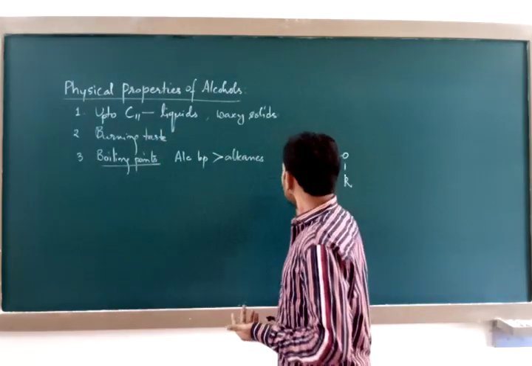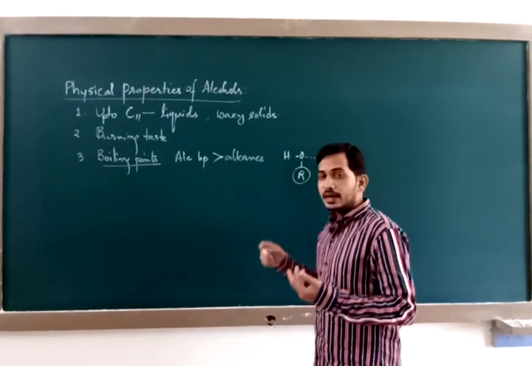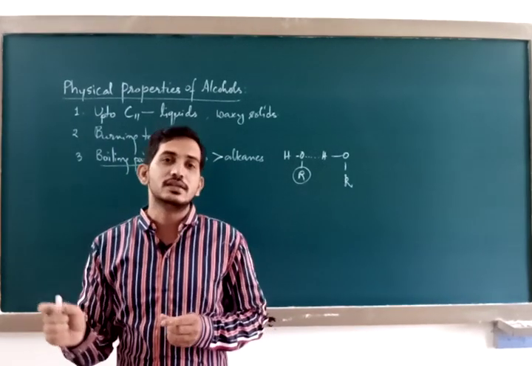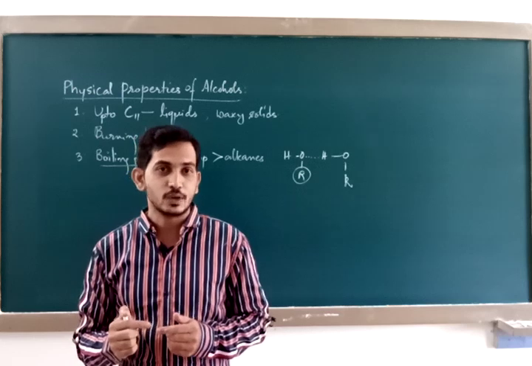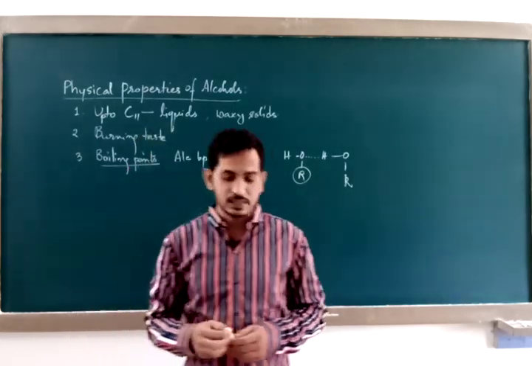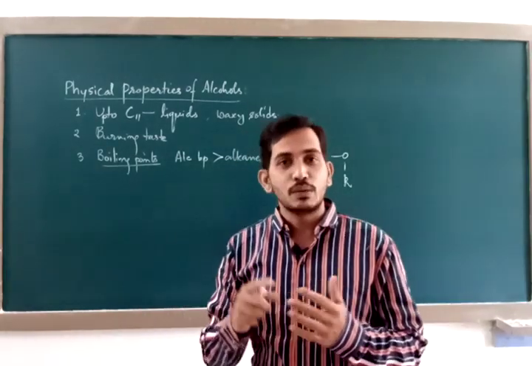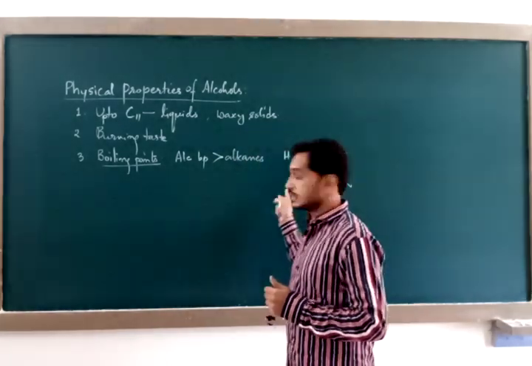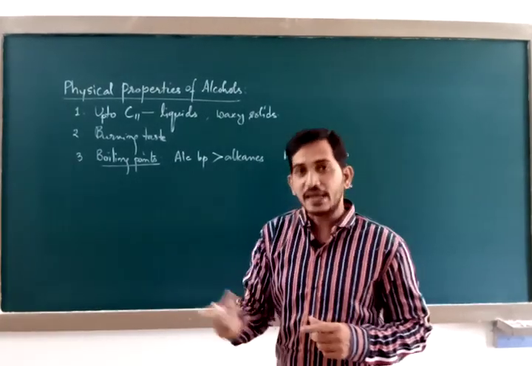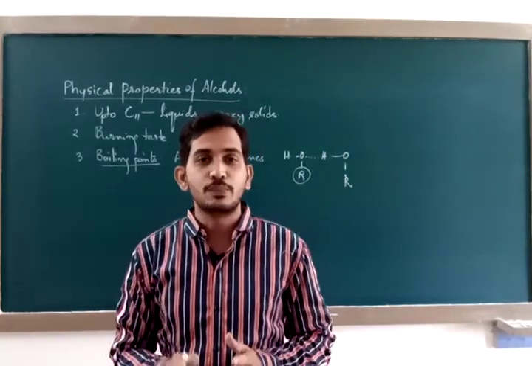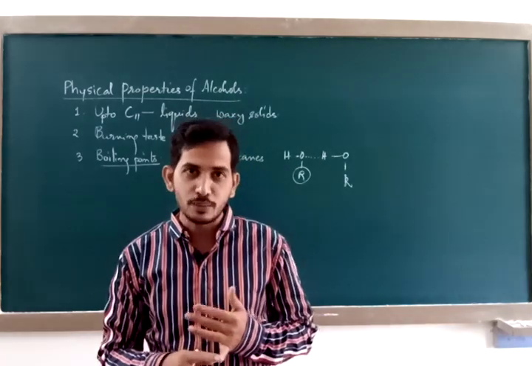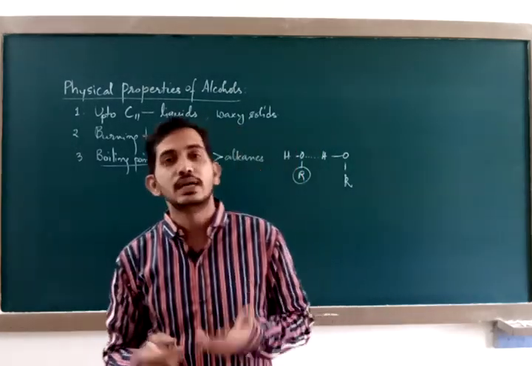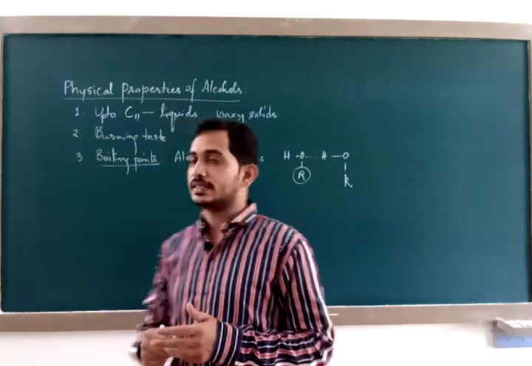Now what happens when the number of carbon atoms in the alkyl group increases? As the chain length increases, the boiling point increases. And if the number of branches in the alkyl group increases, then the boiling point decreases. To summarize: alcohols have a higher boiling point than their corresponding alkanes. When the number of carbon atoms increases, the boiling point also increases, but if branching increases, the boiling point decreases.